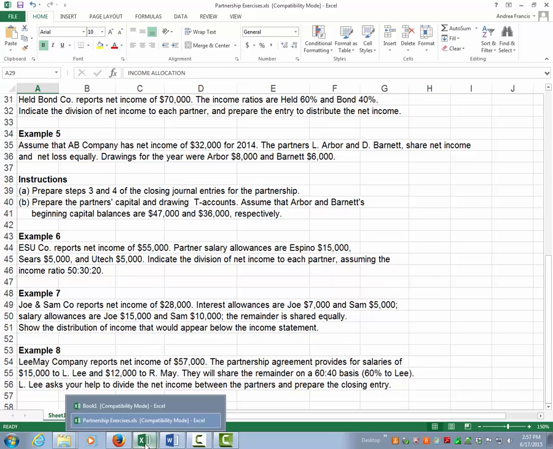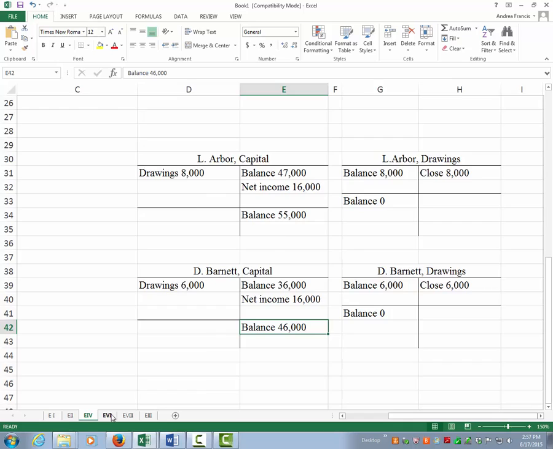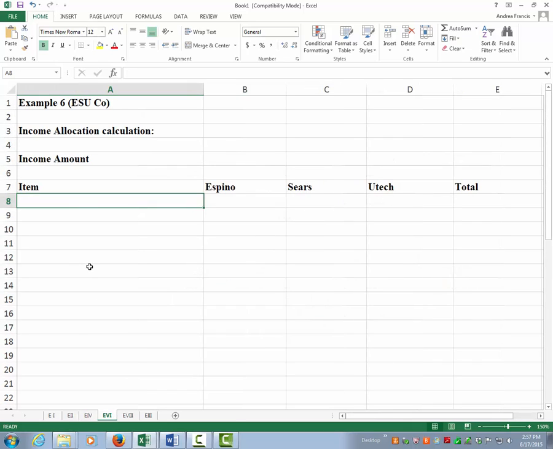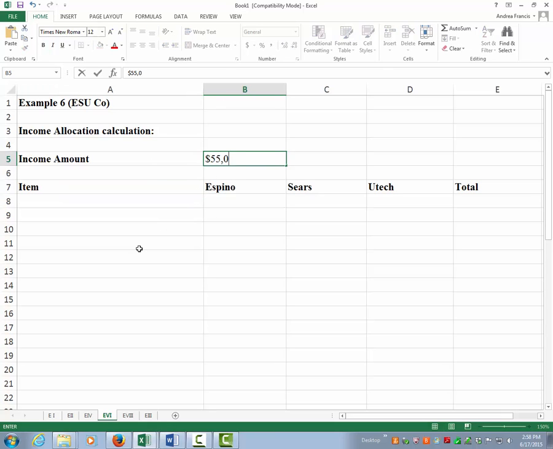So get a clean sheet of paper or get your book out if it's not out already, and let's work through this example together. So I've set up a little income calculation sheet over here. Basically, it's just saying what is the income amount, which items are we allocating, and what is the total. Here are the names of each of the partners. So you can set that up for yourself as well. I'm going to put 55,000 in here as the income amount.